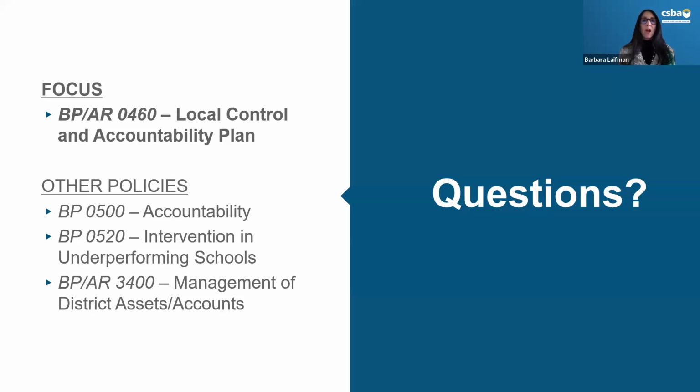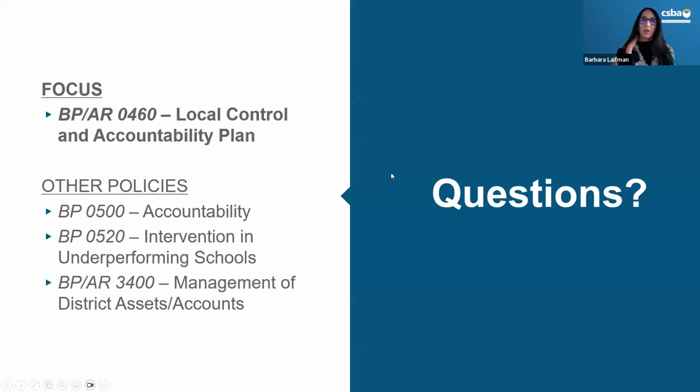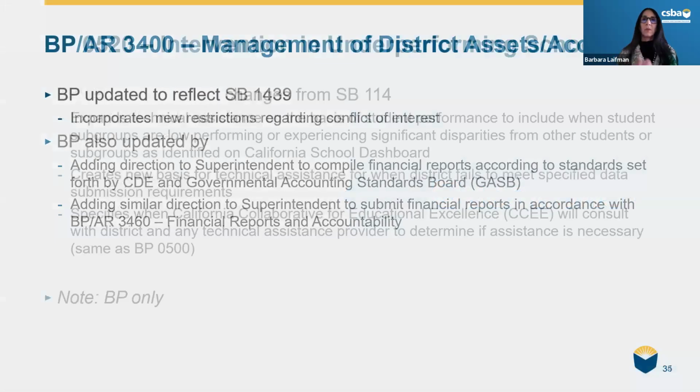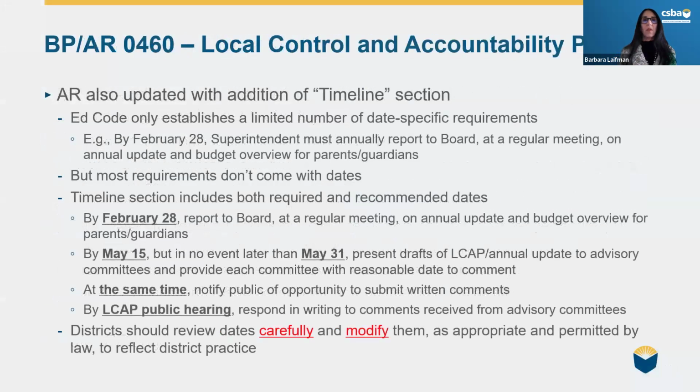Our second question is very specific to language on one of the slides. In regard to the February 28th date about reporting to the board at a regular meeting on the annual update and budget overview for parents and guardians, does that begin on this February 28th of 2024? Yes, the law's in effect. Okay, great. So that is it for business operations and accountability.